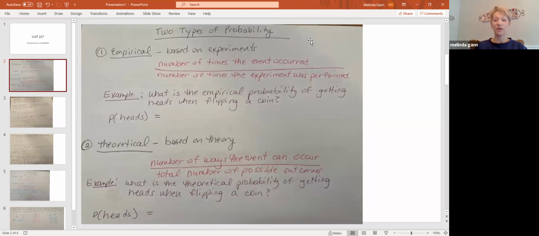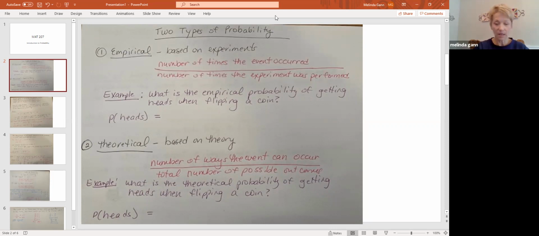If I ask you for the empirical probability of doing something, you've got to actually go do the experiment. What you end up with is a fraction. Look at how you get the fraction. The numerator, the top number, is the number of times the event occurred, past tense, so you have to have already done it. The denominator, the bottom number, is the number of times the experiment was performed. What do I mean by that?